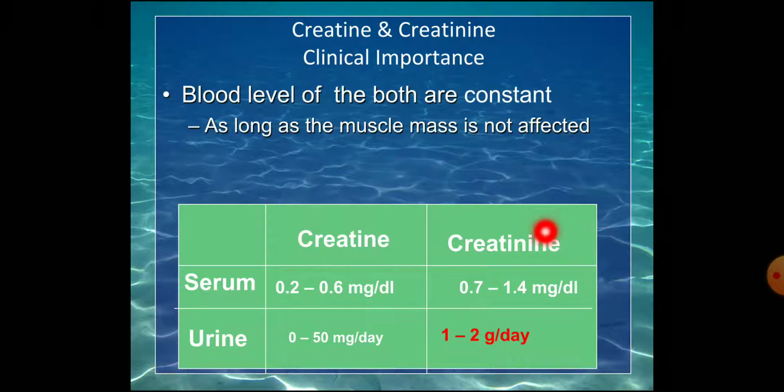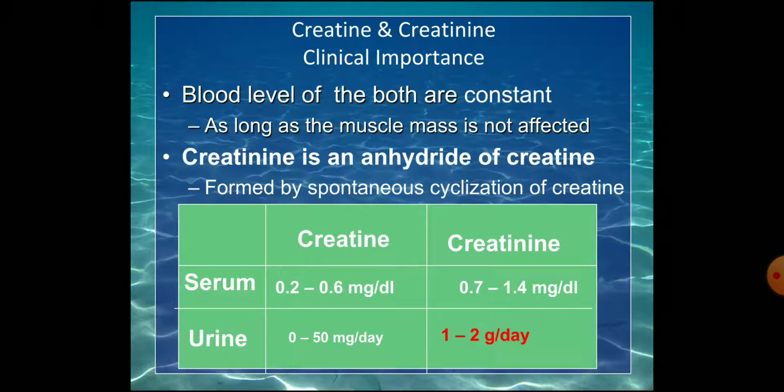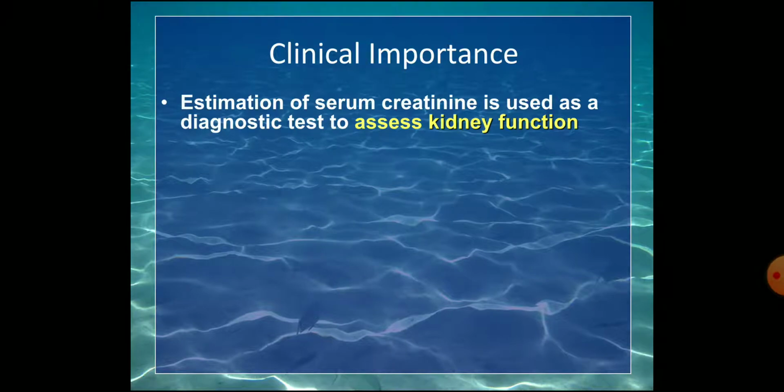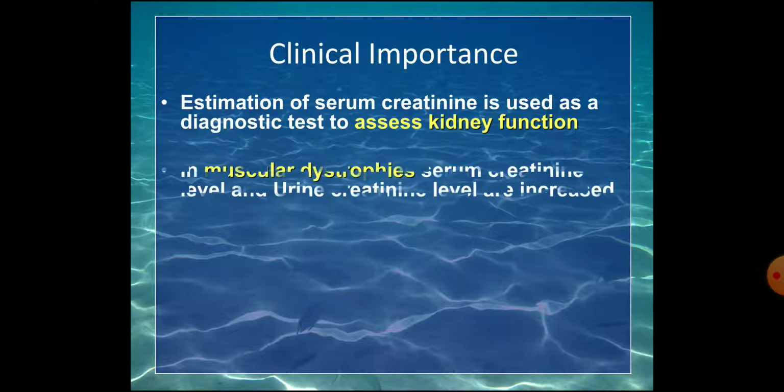Serum creatinine level is 0.7 to 1.4 milligram per deciliter, which is an important renal function test. Creatinine is an anhydride of creatine and is formed by spontaneous cyclization of creatine, which we have already seen in the previous slide. Now what are the clinical importances? Estimation of serum creatinine is used as a diagnostic test to assess kidney function. It's an important renal function test.